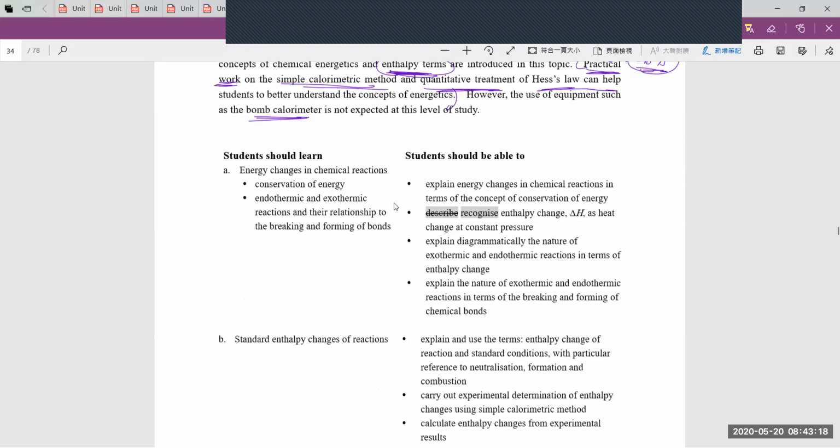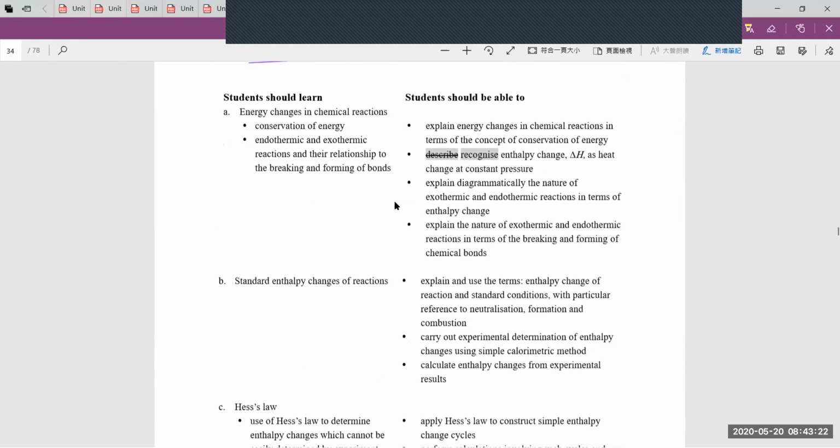Now, shall we take a look at those three parts? A very short part for energetics, but for the calculations part, it may take you some time. The energy changes in chemical reactions can all be explained by the science principle of conservation of energy, which tells you that if the reactants and products have different energy levels, energy will be taken in or given out.